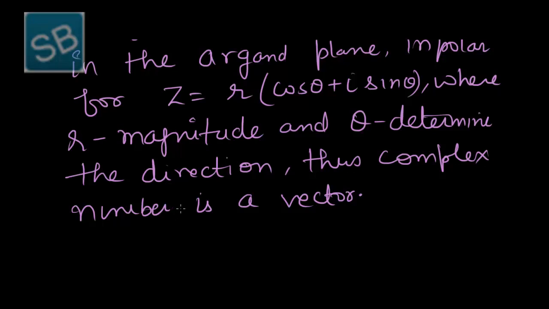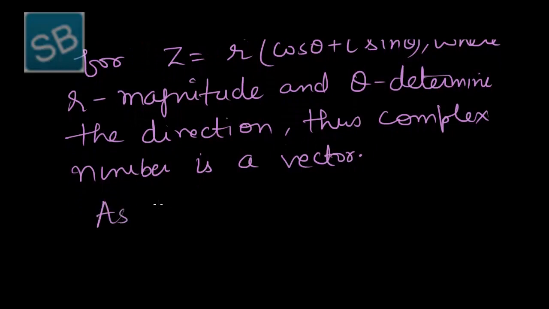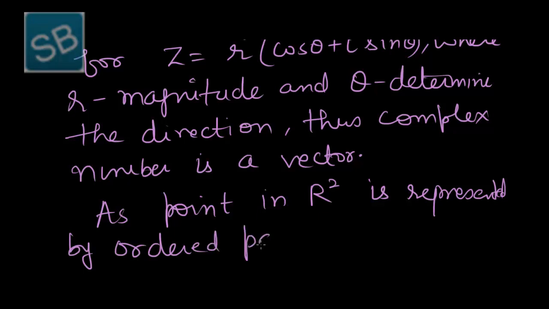For example, if we say Dev walked 400 meters toward west, then 400 meters is the distance covered by Dev and the direction is west. Now, how can we represent a point in R square? A point in R square is represented by an ordered pair, that is in the form of x, y or x1, y1.